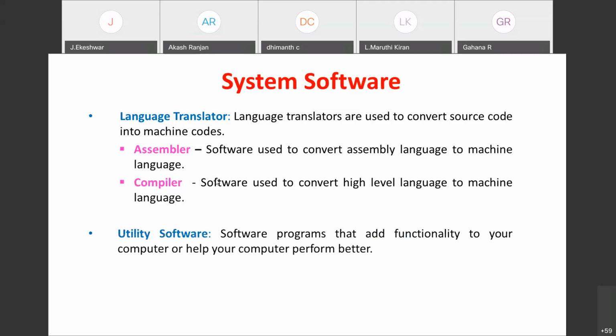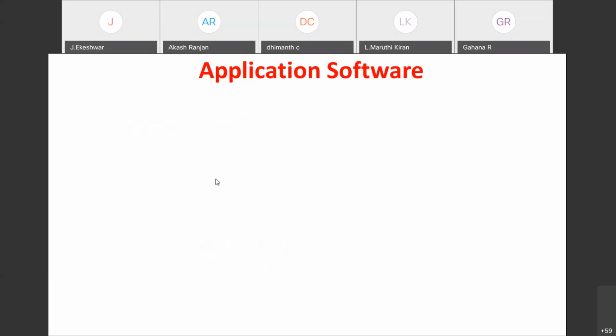Another system software is utility software. Utility software means software programs which add functionality to your computer or help your computer perform better. A few utility softwares are disk repair, antivirus, debugger, backup software. You might have heard of several antivirus, debugger, and backup softwares. All these come into the category of utility softwares, which are actually system softwares. So this is about system software.